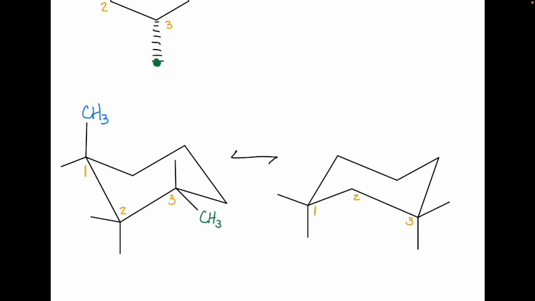On carbon 1, if that methyl group was in the axial position on the left, what is it going to have to be on the right? Equatorial. And just note, it was on the top bond, and it's still on the top bond. My green methyl group here was equatorial, so now it's going to be in the axial position.